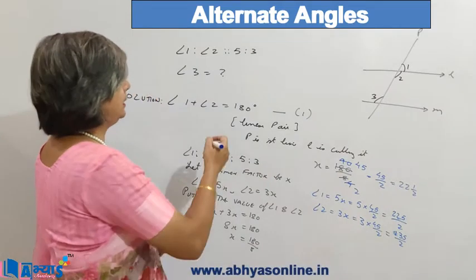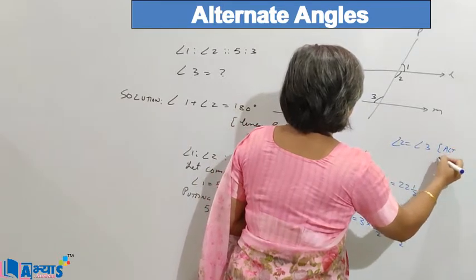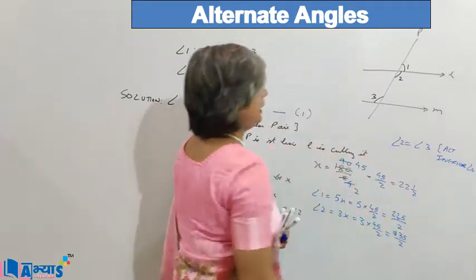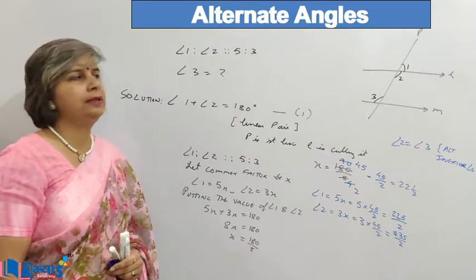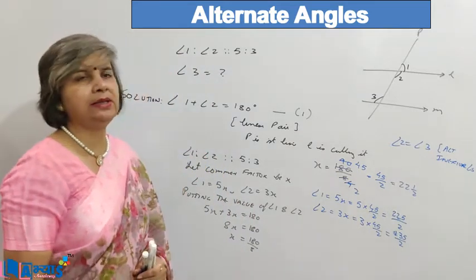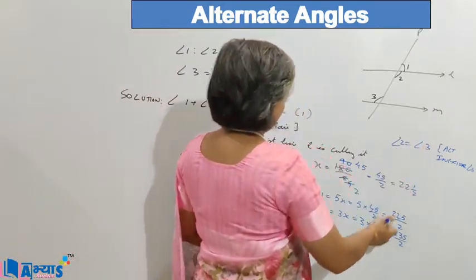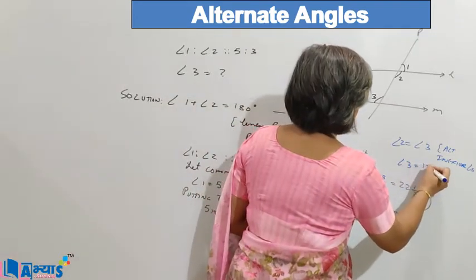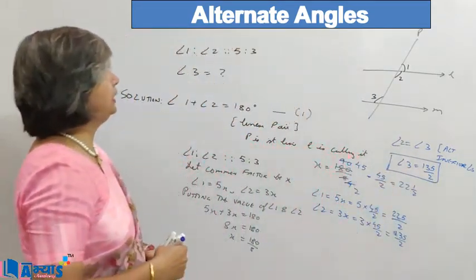Now we see that angle 2 is equal to angle 3. They are alternate interior angles. And we know that L is parallel to M, so angle 2 is equal to angle 3 because angle 2 and angle 3 are alternate interior angles. L and M are two parallel lines, and P is the transversal cutting them, so angle 2 will be equal to angle 3. Now we know that angle 2 is equal to 135 upon 2, so angle 3 will also be equal to 135 upon 2.